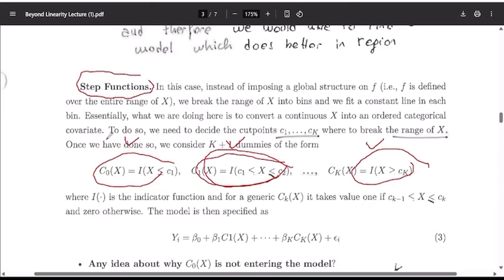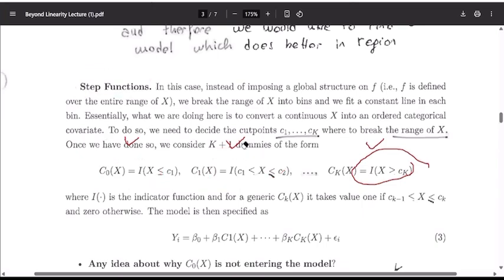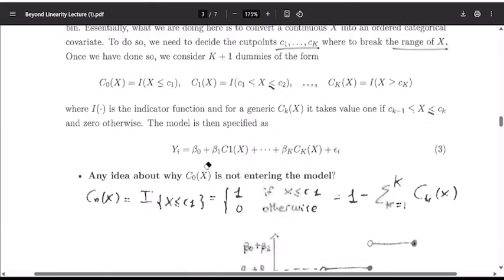Now I'm going to show you the model for the step function. The model for the step function is equation 3. Please pay attention. Do you see equation 3?